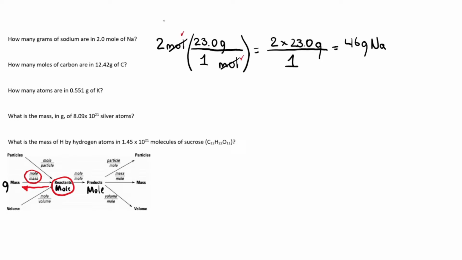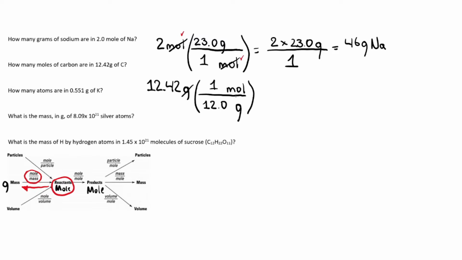Okay, next question. How many moles of carbon are in 12 grams of carbon? So this is basically the same question, just in reverse. So you're going to start with 12.42 grams. You're going to make sure your units are opposite so they can cancel. You have grams on the bottom, mole on top, and then you're going to have, for every 1 mole of carbon you get 12 grams.